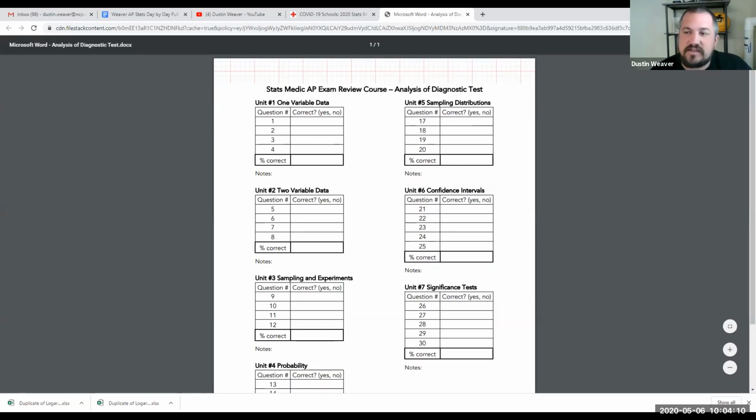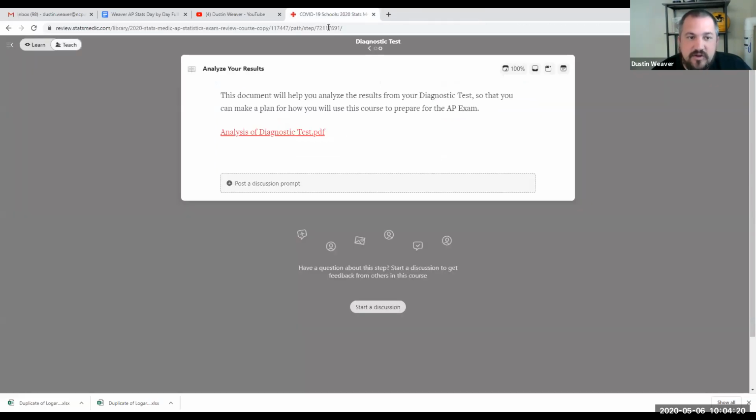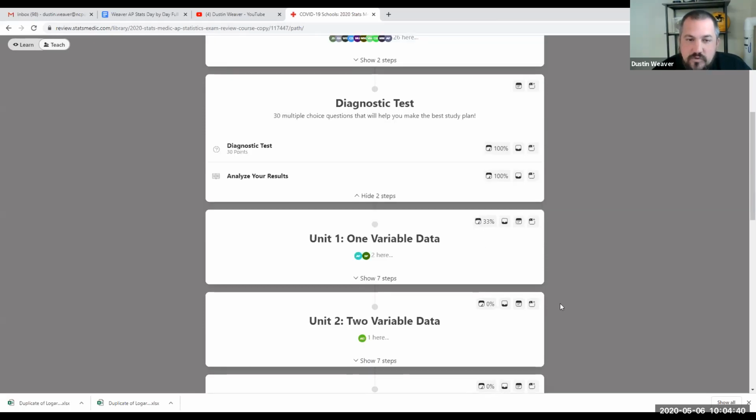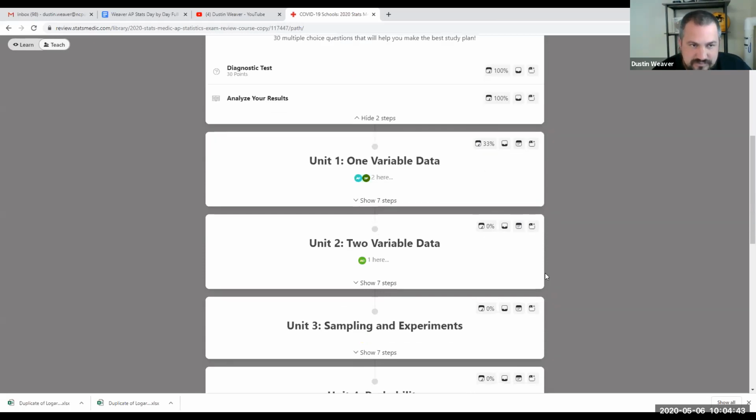My face-to-face class already has this printout, and if you're online, then you will get this printout or you'll see this in the Stats Medic course as you go through. So I really encourage you. I know that could seem like a long thing to start with, but I really encourage you to do the diagnostic test and see where you're at, because it will also help you as we get closer to that May 22nd date. Okay, so what we're going to do now is jump into Unit 1.